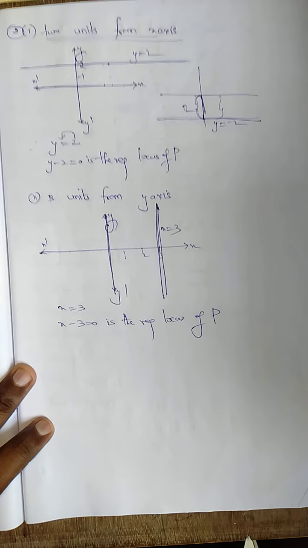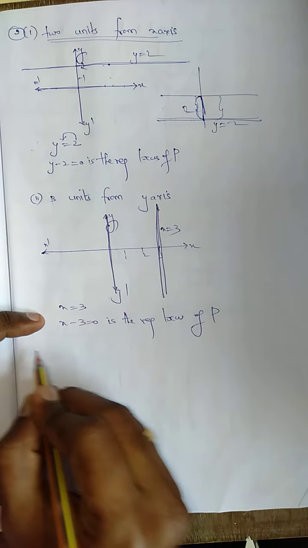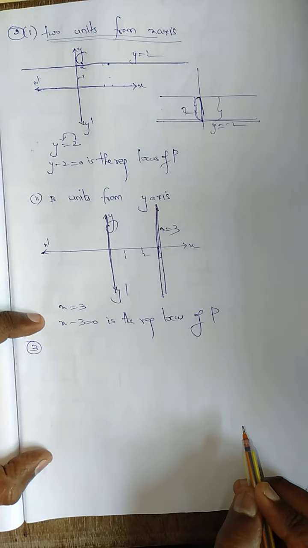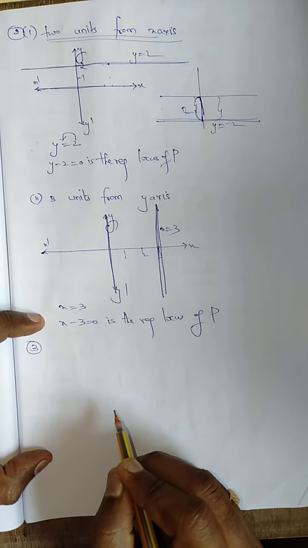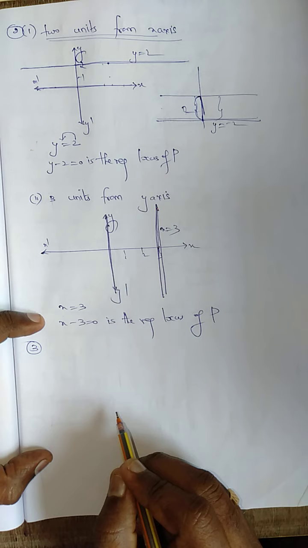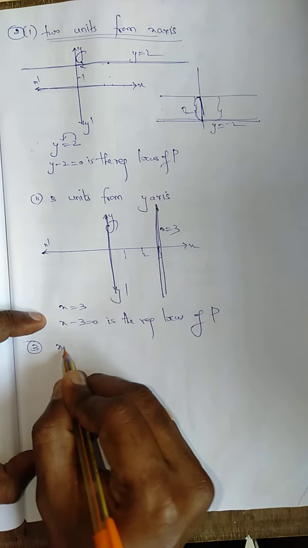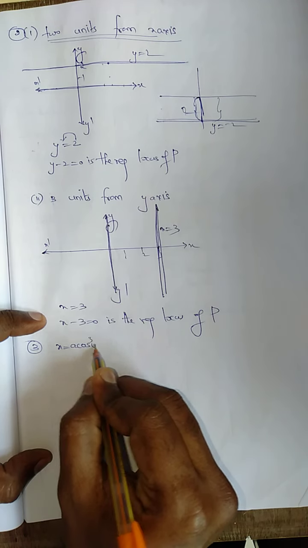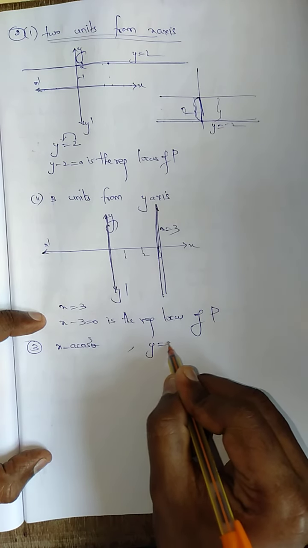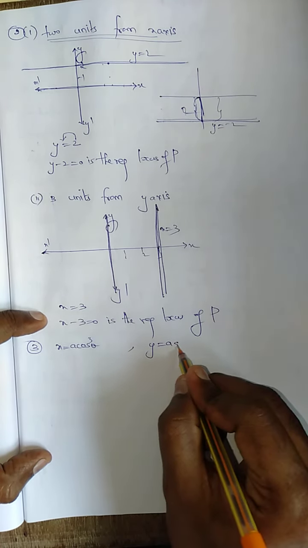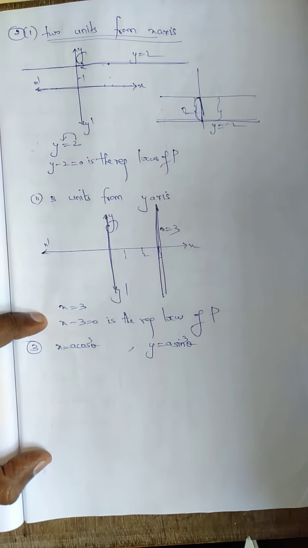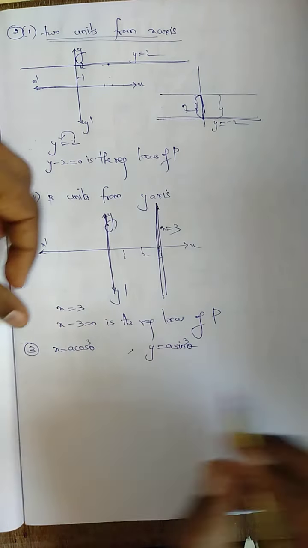Thank you. Better we do the third sum in the same video. Third sum: if theta is a parameter, find the equation of locus. They have given x is equal to a cos cube theta, y is equal to a sin cube theta.